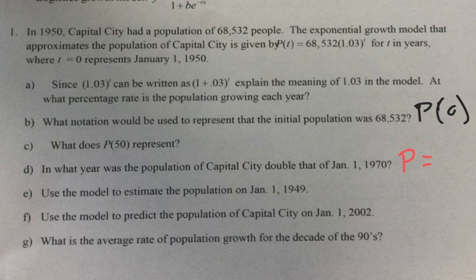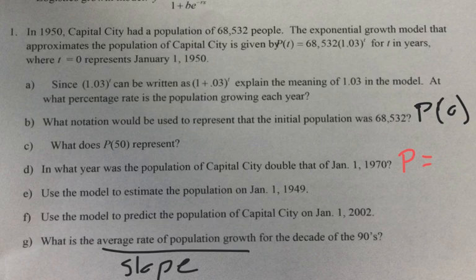G, what's the average rate of population growth for the decade of the 90s? What's the key word you see there? Average. So what's that asking for? Slope. So how can I find the slope of the equation in the 90s? What would I need? I'd need two points. So I would say 1990 to 2000. That's what they do too, because that's the whole decade. Because at the beginning of 2000, I'm on the first day. So we would plug in 40 for t and 50 for t.